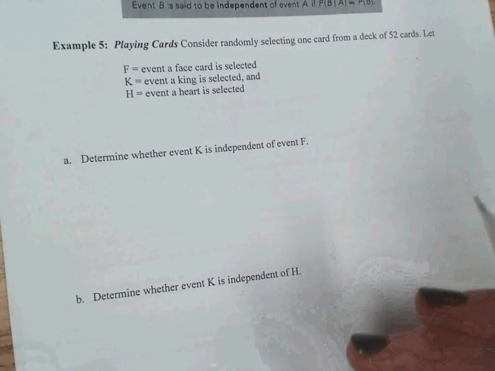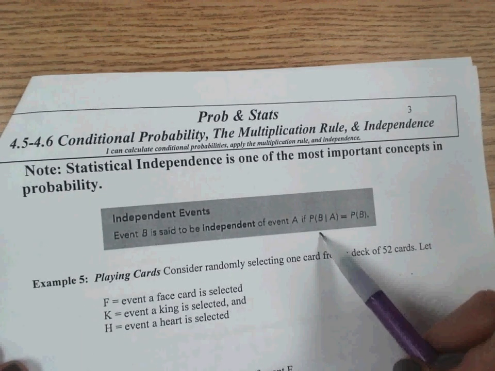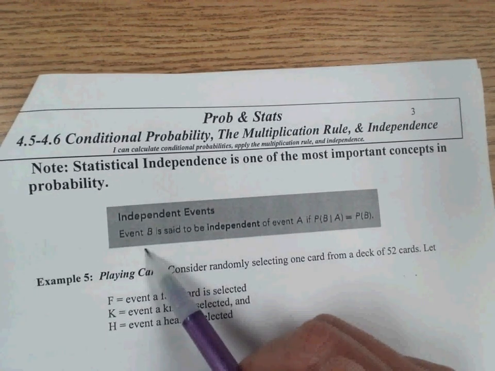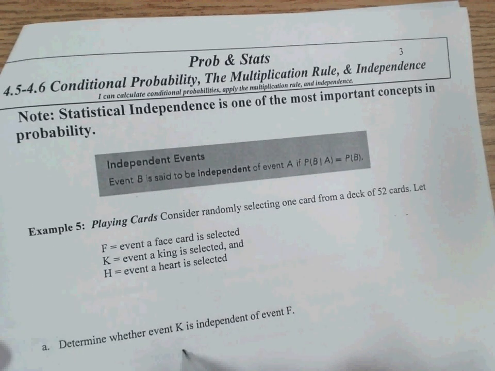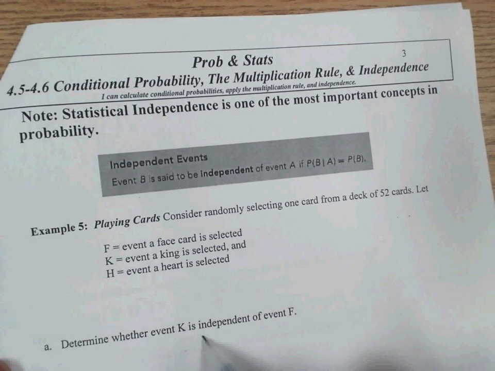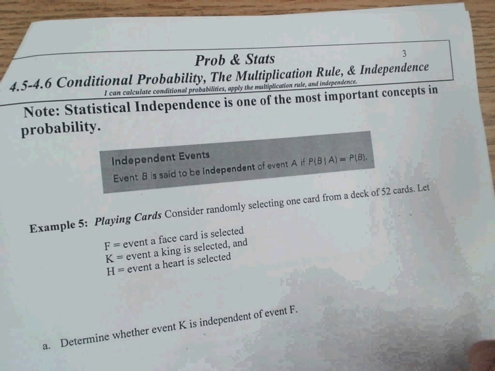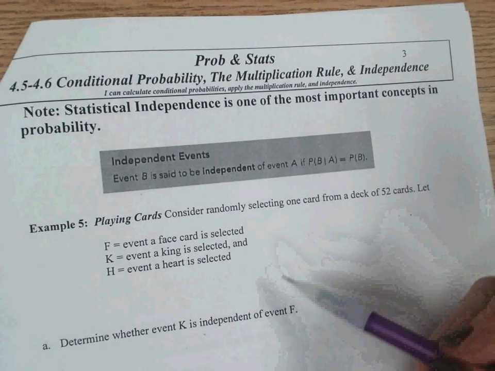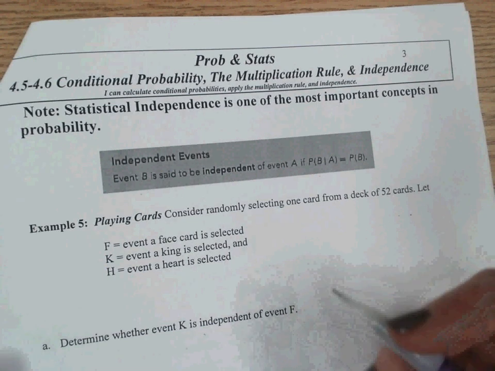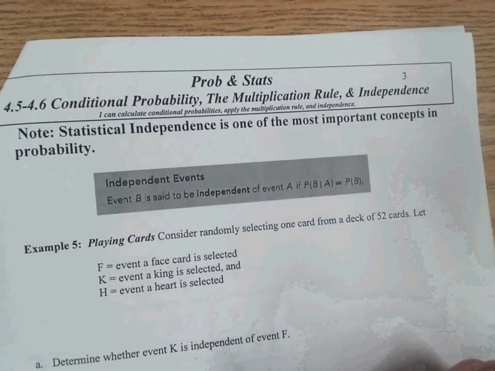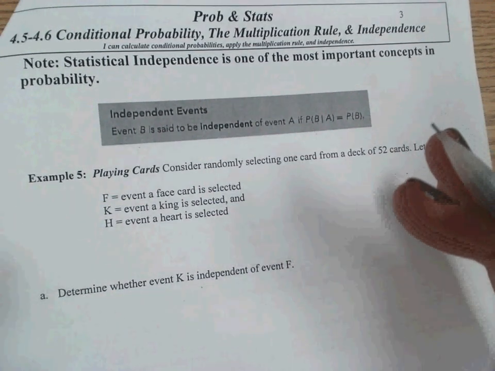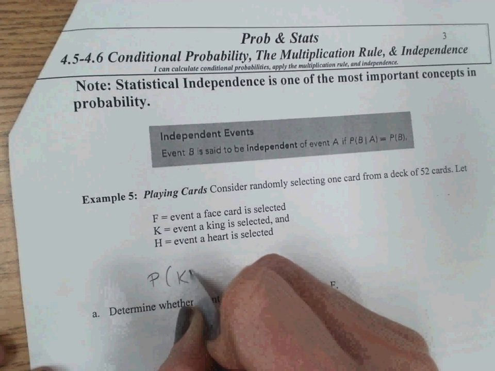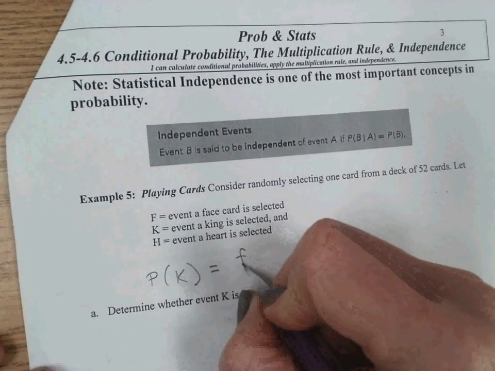Then we're going to determine whether event K is independent of H. So going back up here, B is said to be independent of event A. We're trying to determine if K is independent of event F. So K would be like our B, and F would be like our A in terms of substituting into this formula. We will need to know, for both of these questions, the probability of event K happening.